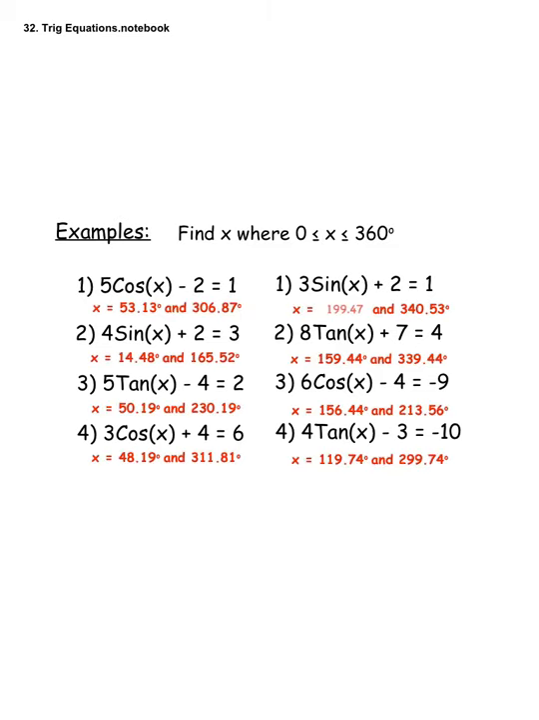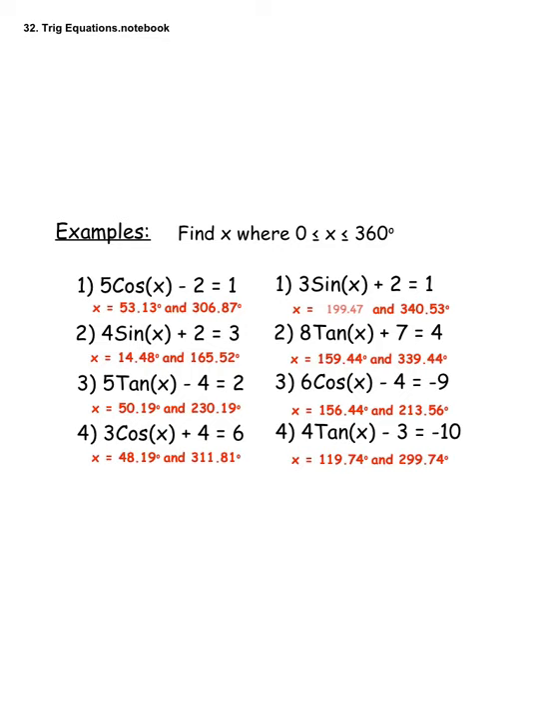So for each question you should have two solutions. For the first one you should have 53.13 degrees and 306.87 degrees. For number 2 you should have 14.48 degrees and 165.52 degrees. For number 3 you should have 50.19 degrees and 230.19 degrees. And for number 4 you should have 48.19 degrees and 311.81 degrees.